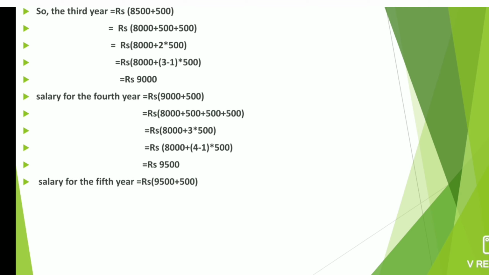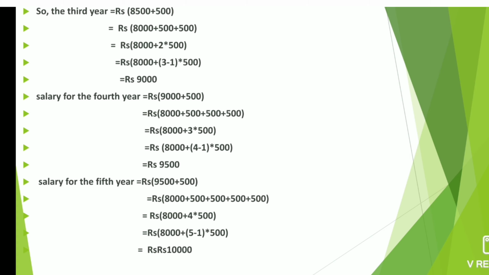And next, in the fifth year, obviously we get 9,500 plus 500. Why? Because we are adding the 500 to the previous year's salary. So that can be written as 8,000 plus 500 plus 500 plus 500 plus 500. That means after 8,000 we get four 500s. Next, that can be written as 8,000 plus 4 into 500. Then that 4 can be written as 5 minus 1. That means 8,000 plus 5 minus 1 into 500. So see the process carefully, what I am writing one by one. So now obviously we get 10,000.